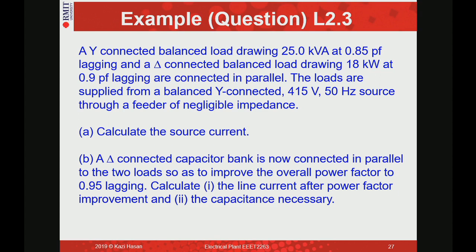And what else? A delta connected capacitor bank will be connected in parallel to the two loads to improve the overall power factor to 0.5 lagging. So when this Y and delta are connected, for each of these the power factor is given. For Y the power factor is 0.85, for delta the power factor is 0.9.